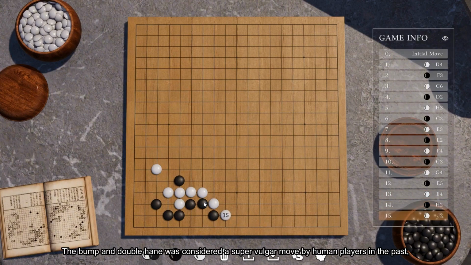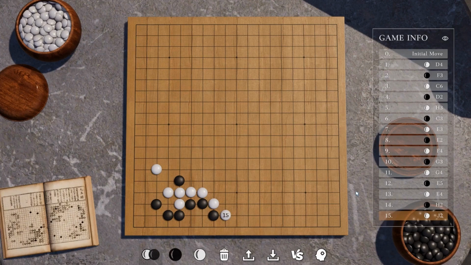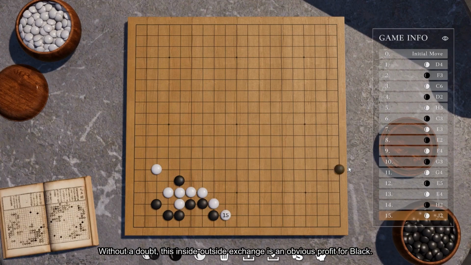The bump and double hane was considered a super vulgar move by human players in the past. But this peep is the finishing touch. Without a doubt, this inside-outside exchange is an obvious profit for black. Whether the bottom shape is a loss or how much of a loss it is hard to judge, because the peep is a profit, but the bump and hane is a loss.